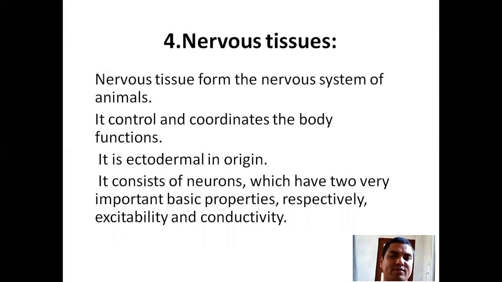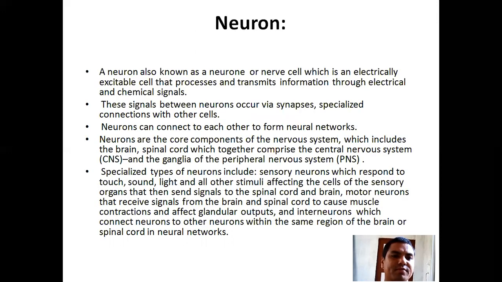Nervous tissue now. Lastly, we are going to discuss nervous tissue. Nervous tissue forms the nervous system of animals. It controls and coordinates body functions. It is ectodermal in origin. It consists of neurons, which have two very important basic properties, respectively excitability and conductivity. These are the main functions of the nervous tissue.